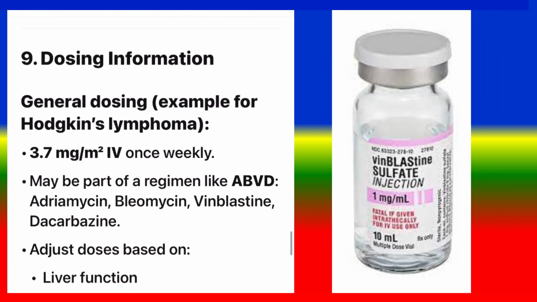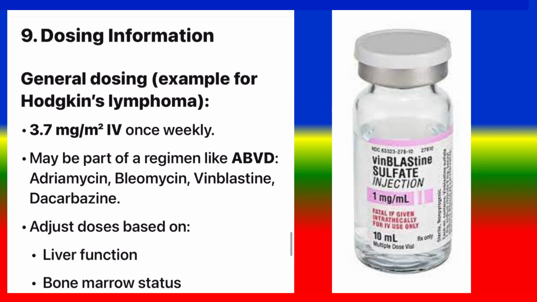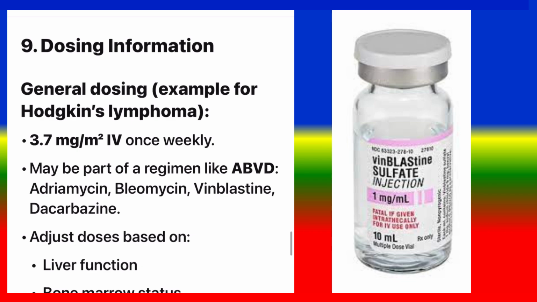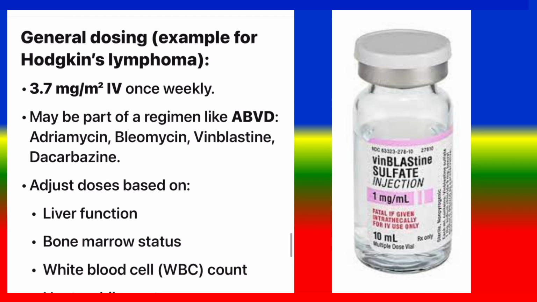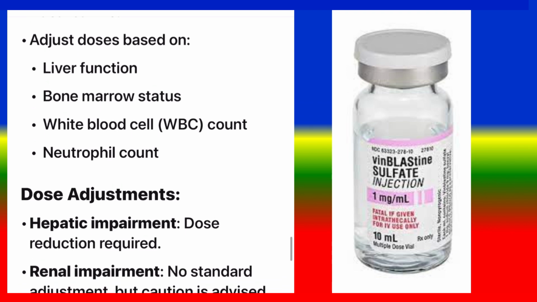General dosing. Example for Hodgkin's lymphoma, 3.7 milligrams IV once weekly. May be part of a regimen like Adriamycin, bleomycin, vinblastine, dacarbazine. Adjust doses based on liver function, bone marrow status, white blood cell count, neutrophil count.